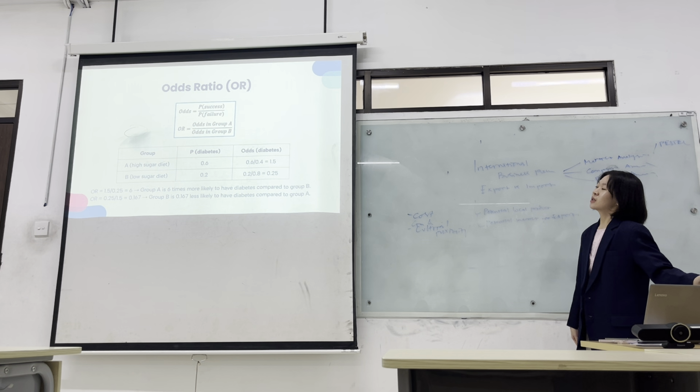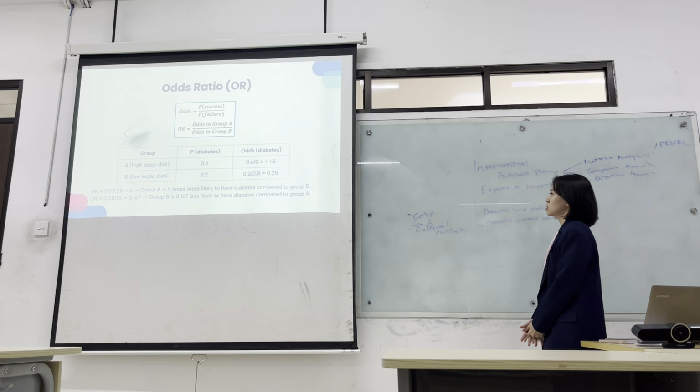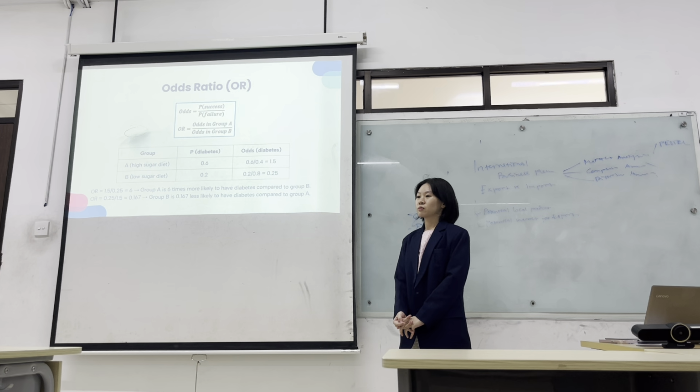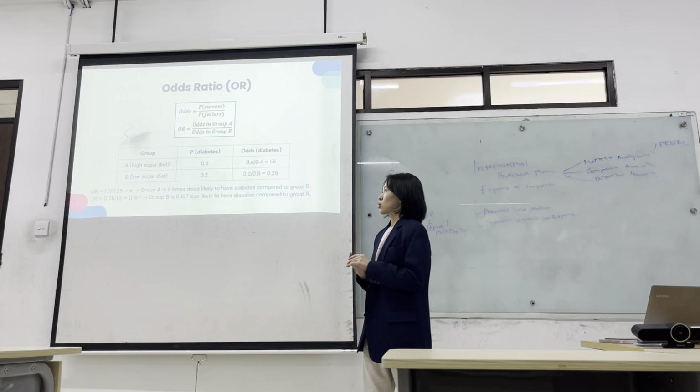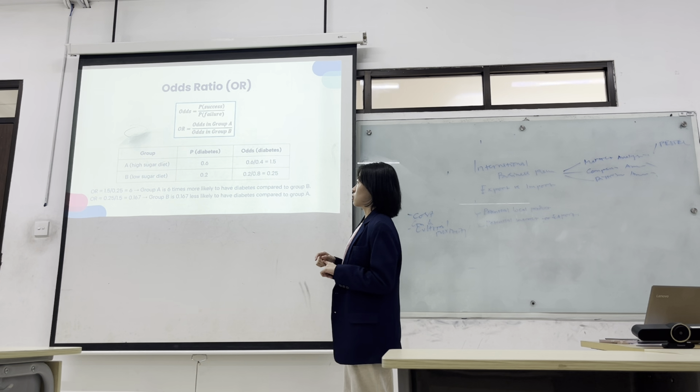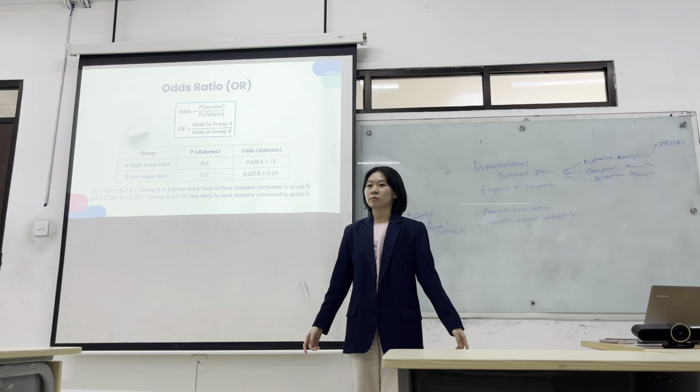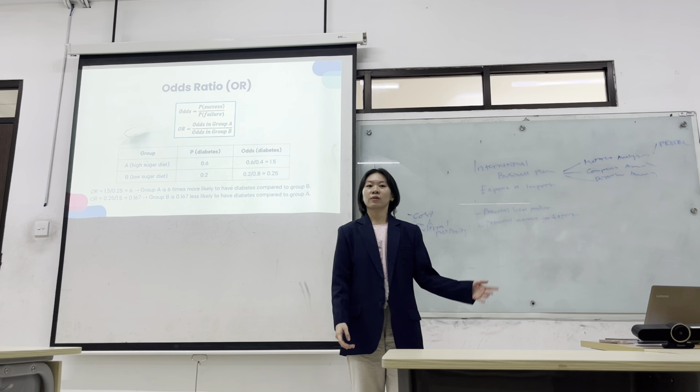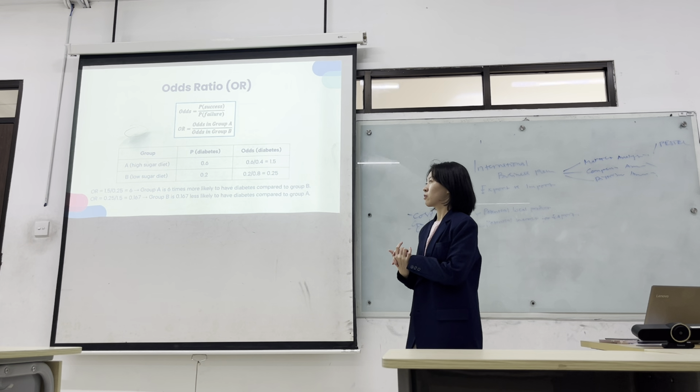The next one, we are going to continue to odds ratio. This is the basic formula for odds ratio, so not specifically for regression. OR is equal to odds in group A divided by odds in group B, where odds is the probability of success divided by the probability of failure.